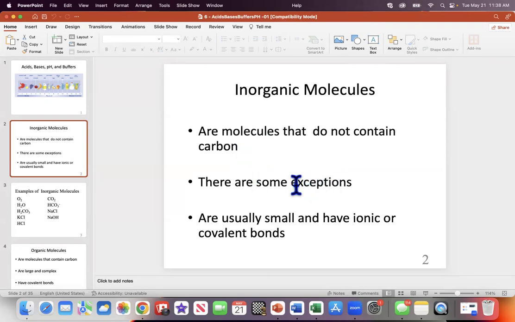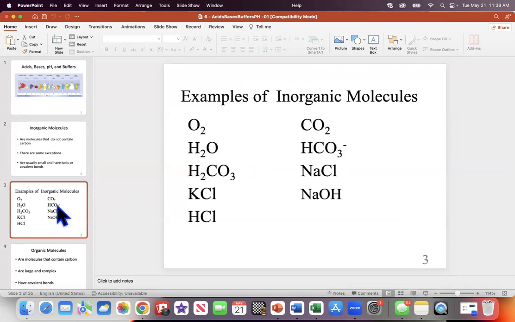So CO2 is inorganic, but it only has carbon. It does not have hydrogen. If it's organic, you need to have hydrogen and carbon. And if you miss one of them, it's inorganic. They usually use ionic bonds or sometimes covalent bonds. These are examples of inorganic molecules. Usually they're small.